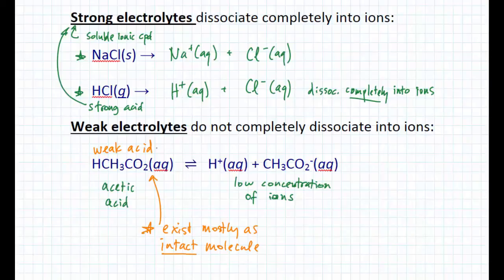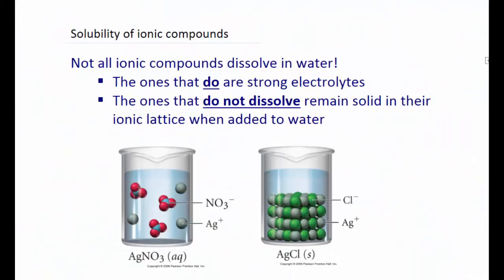Non-electrolytes are things that have no ions in solution, like molecular substances. Back here, I called NaCl a soluble ionic compound because not all ionic compounds dissolve in water. The ones that do dissolve in water are strong electrolytes. Sodium chloride totally dissolves in water. It makes the solution completely conductive.